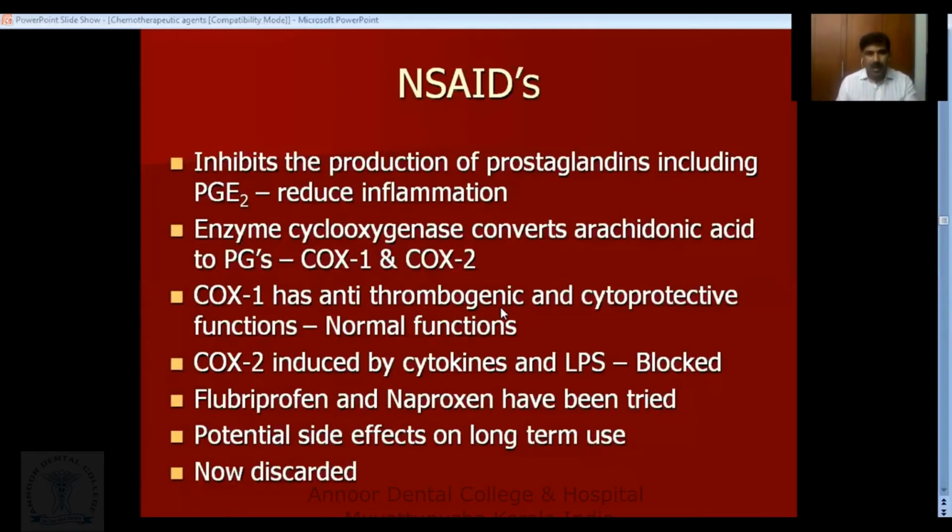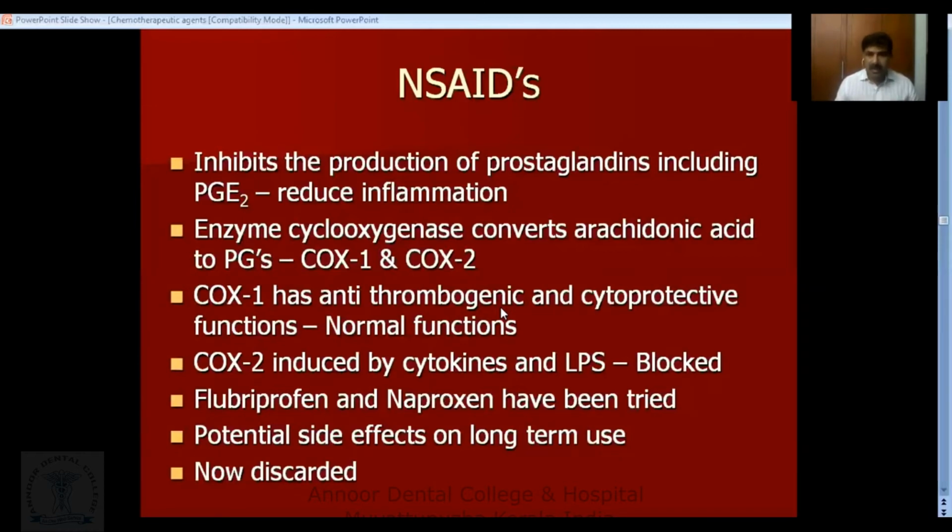So we try to give certain agents, certain NSAIDs, to block this COX-2. So what are the agents? The common agents that have been used are flurbiprofen and naproxen, and different varieties of flurbiprofen and naproxen have been tried. But these agents, if you give them in a single dose, won't have any effect. You have to give them for months.